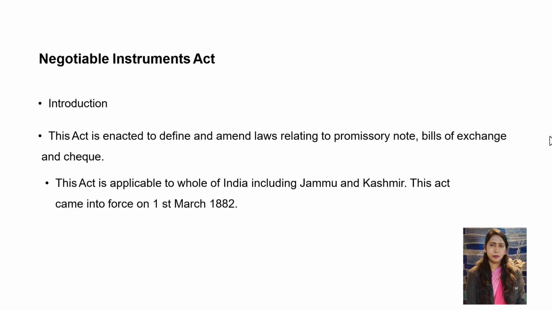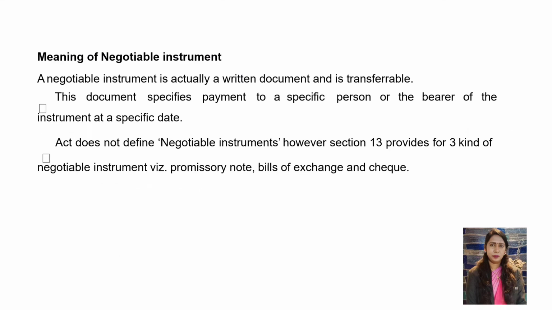What is a negotiable instrument? It is a document which is useful to transfer money, as we discussed in the previous class. This act is enacted to define and amend laws relating to promissory note, bill of exchange and check. This act is applicable to the whole of India, including Jammu and Kashmir. This act came into force on 1st March 1882.